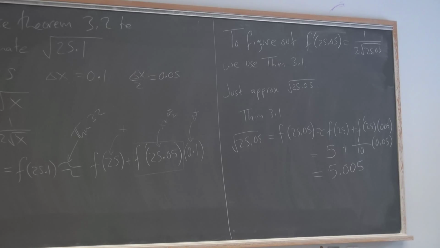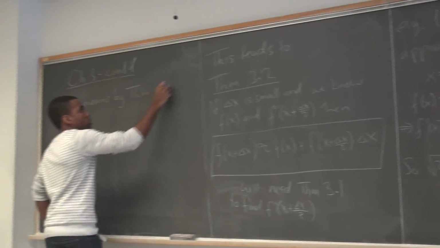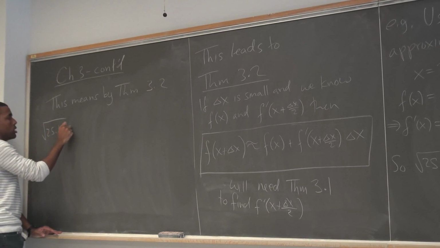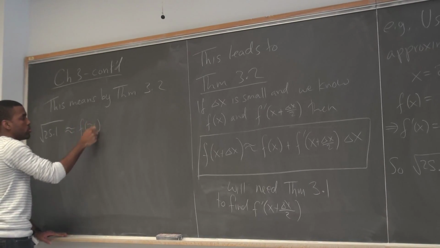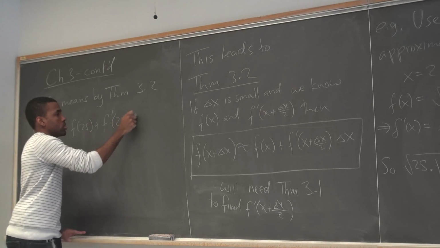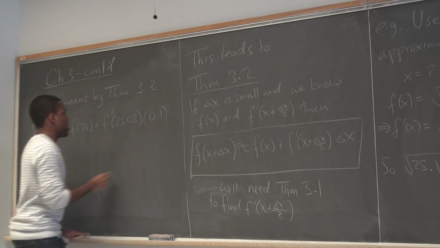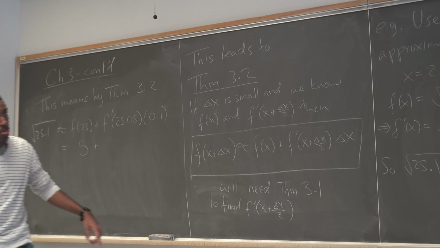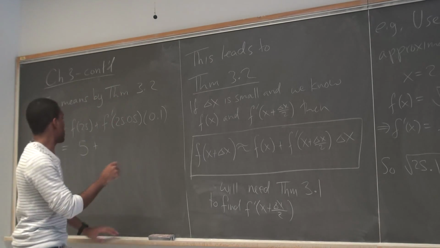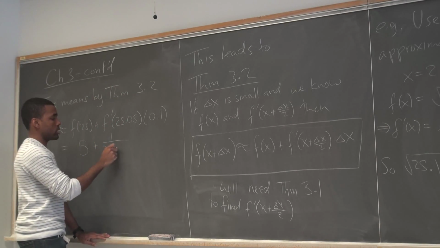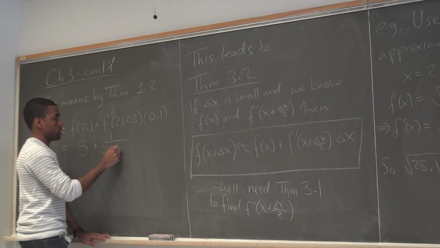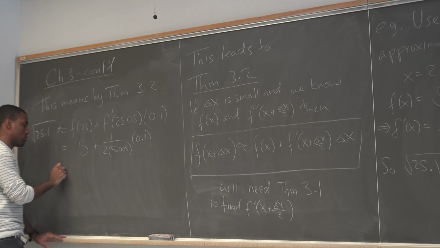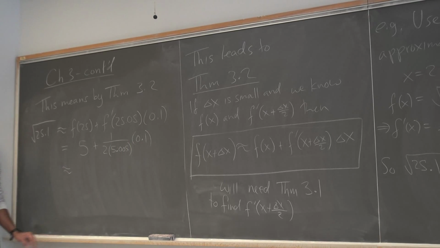This means by theorem 3.2, our radical of 25.1 is approximately equal to f of 25, which was 5, plus f prime of 25.05 times 0.1. F prime of 25.05 is just 1 over 2 times the guy I just got there, 5.005, times 0.1. And what's that roughly?